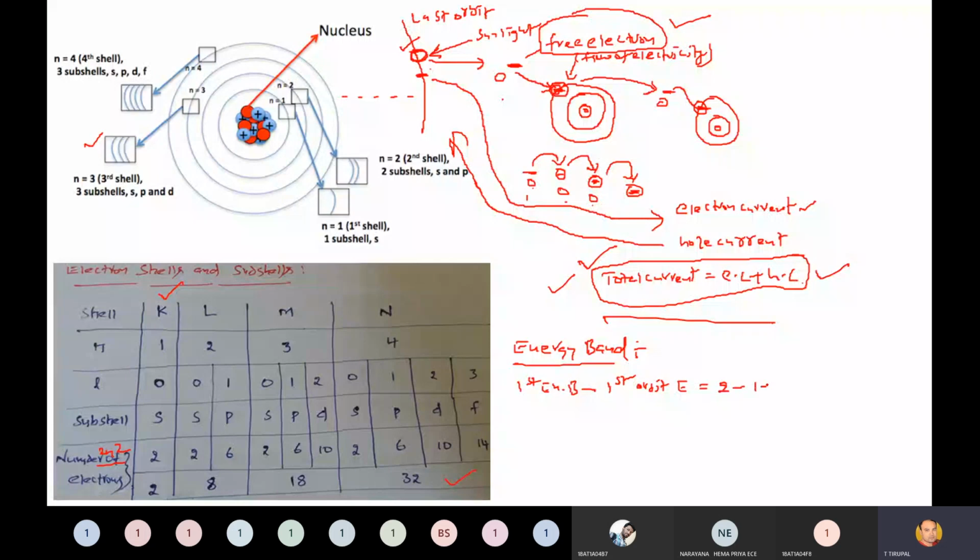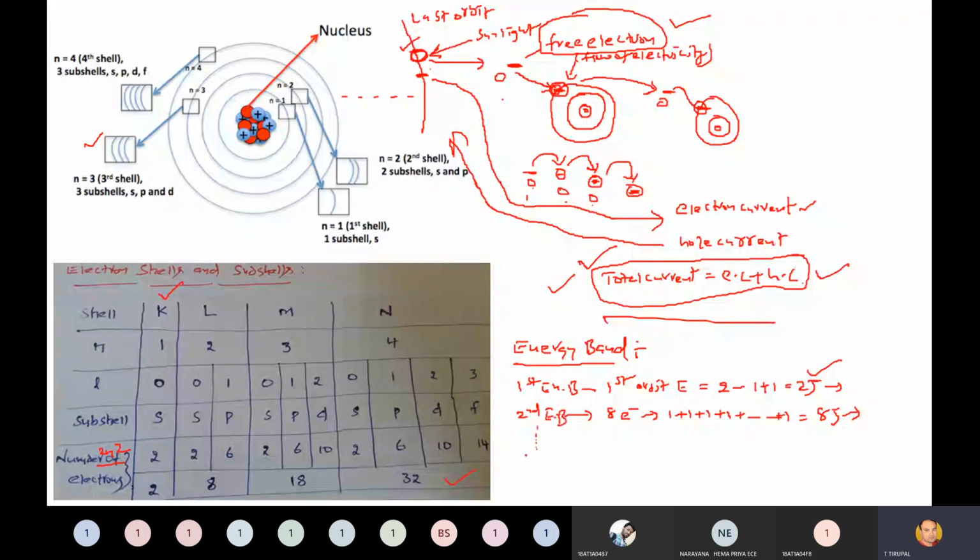Likewise, the second energy band. What is the second energy band? Merging of the energies of all electrons present in the second orbit. How many electrons are there in the second orbit? 8 electrons. Merge all those energies of 8 electrons, 1 plus 1 plus 1 plus 1, likewise plus 1. How many joules do you get? 8 joules. This is called the second energy band.